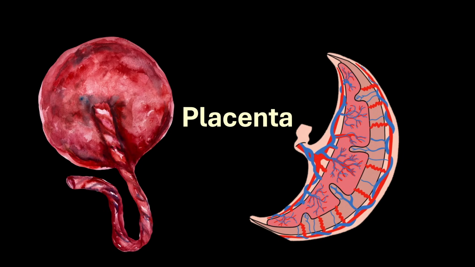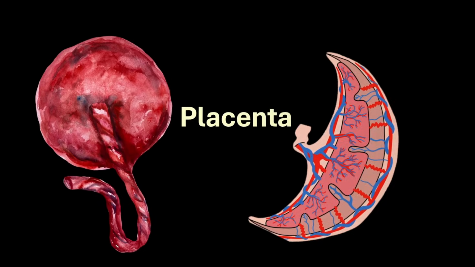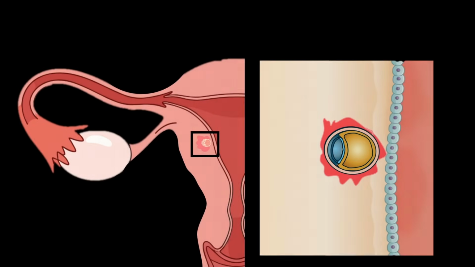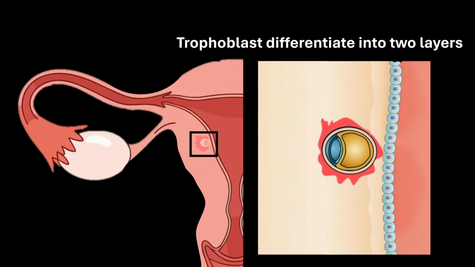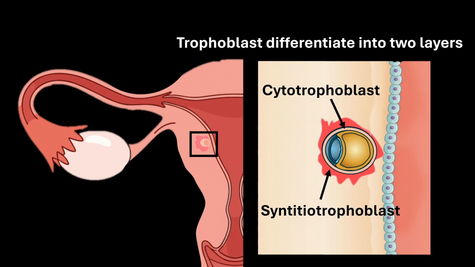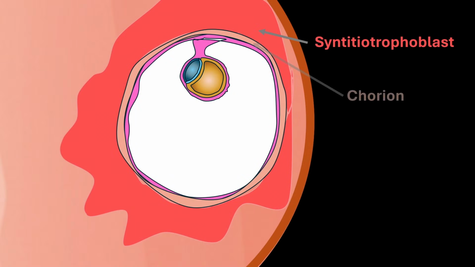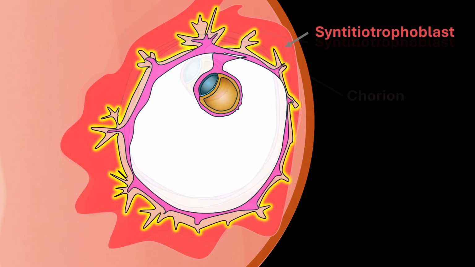So let's start with the development of the placenta first. We already know once implantation occurs, the trophoblast differentiate into two distinct layers. The outer one is the syncytiotrophoblast, which aggressively invades the endometrium, while the cytotrophoblast remains as an intact layer. As the development continues, particularly during gastrulation, the chorion continues to grow within the syncytiotrophoblast. And then it begins to form finger-like projections, which are called as chorionic villi.